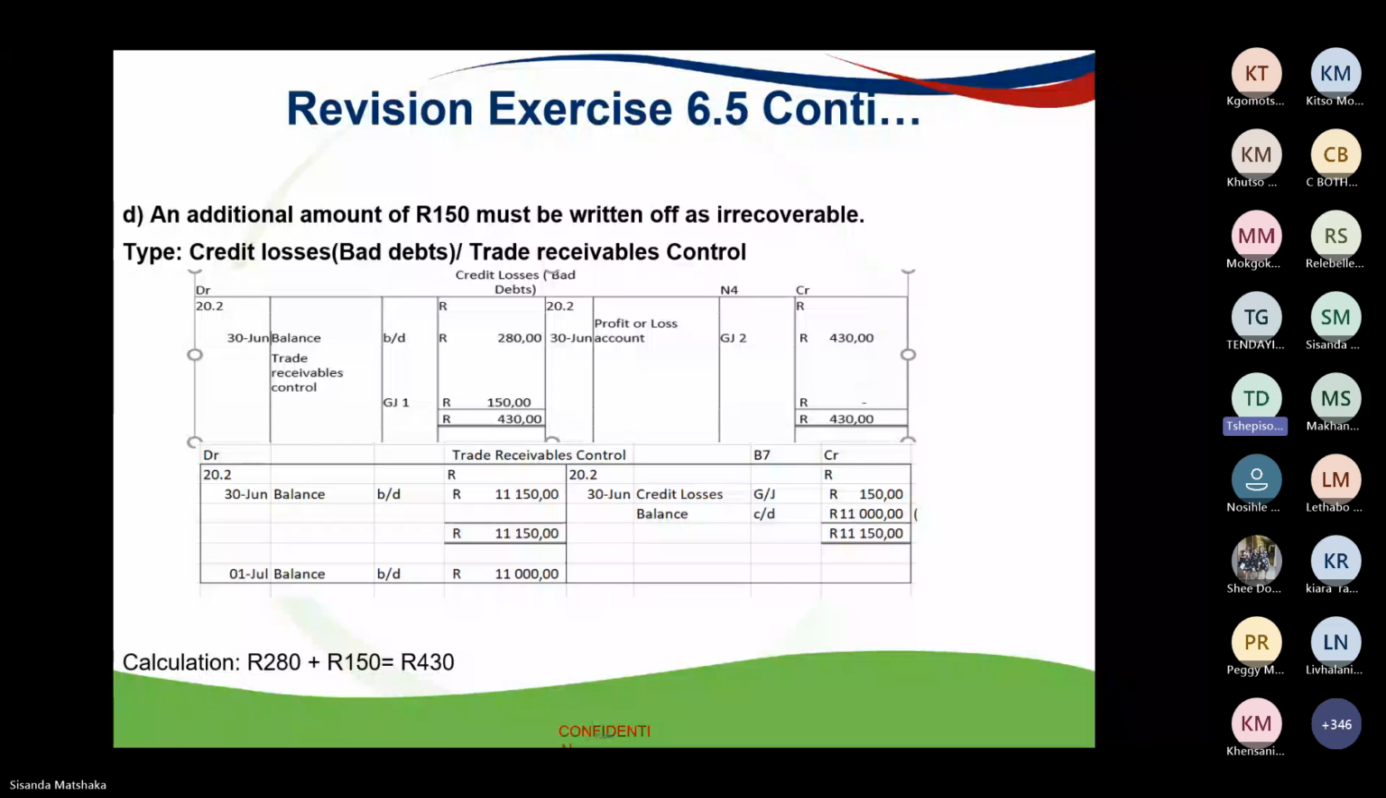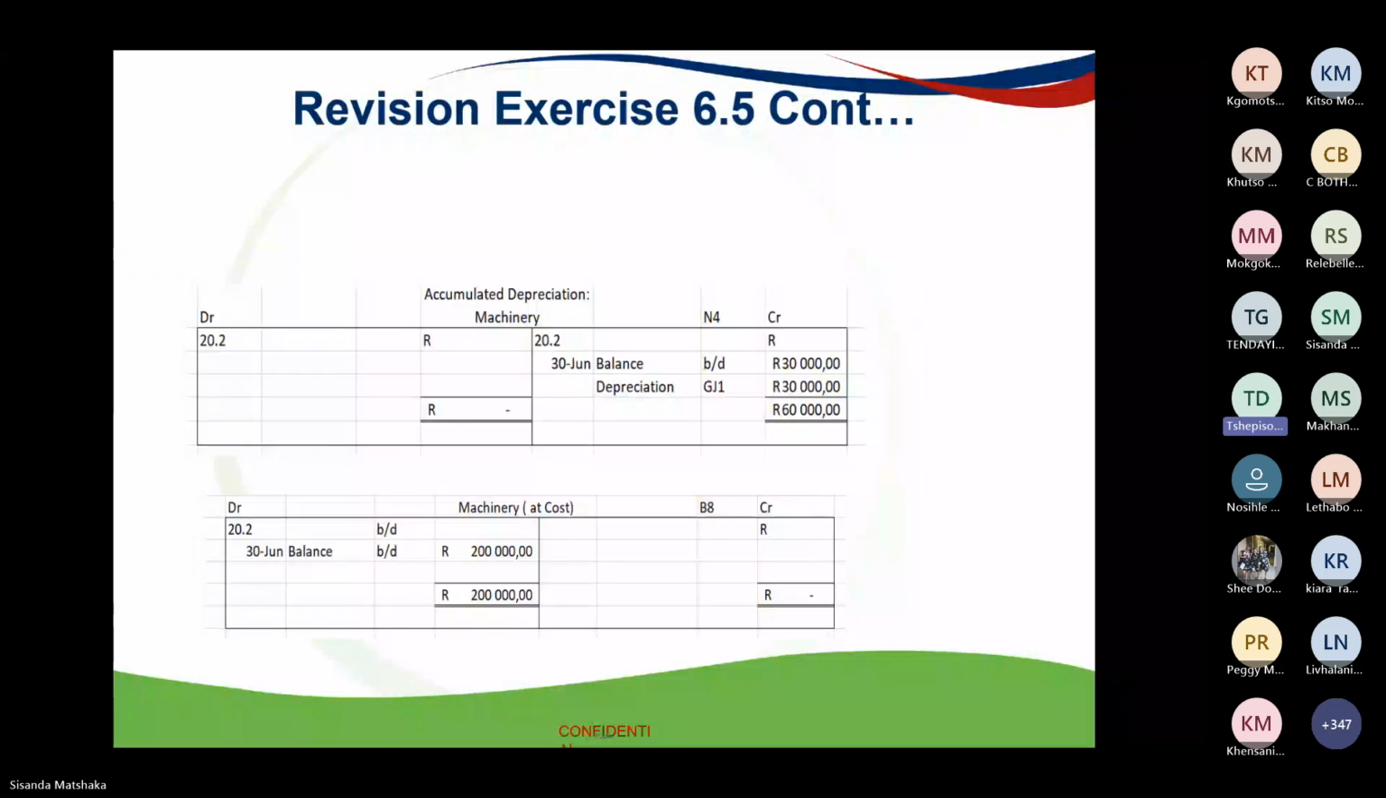Go to the next slide for me. Continue clicking.